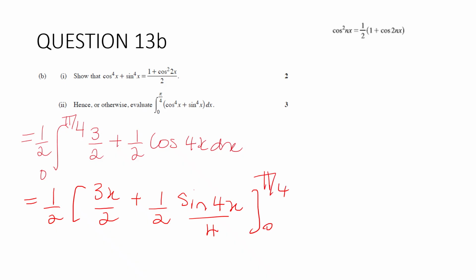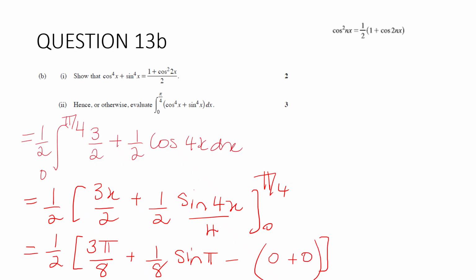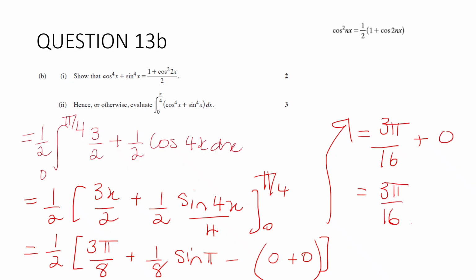So substituting them in, we've got a half. 3 times pi on 8 plus 1/8 sine of pi, take away, and that'll be 0 plus 0. And what we need to do now is just tidy that up. We have got 3 pi on 16 plus 1 on 16, and sine of pi is 0 actually, isn't it? So 3 pi on 16 is our answer.